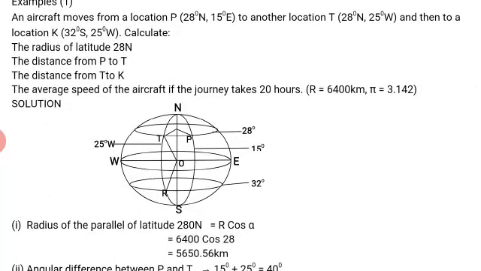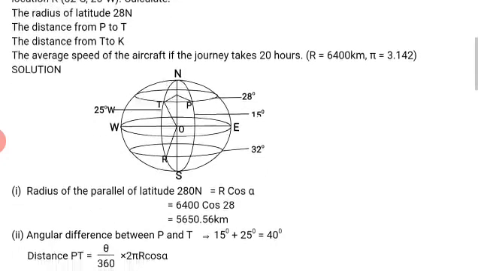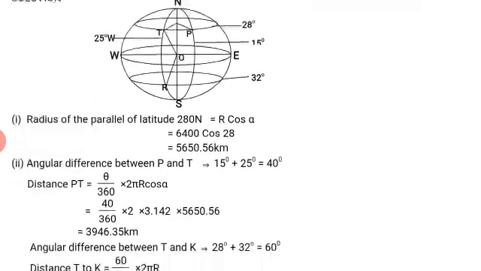Now, the first question says we find the radius of the latitude 28 degree north. Remember, this latitude is a small circle, and hence we are going to use the relationship between the small circle and the great circle, which is given as r equals R cos alpha, which gives us 6,400 times cos 28 degree, and that gives 5,650.56 kilometer. Note, this radius is less than the radius of the earth because it must be smaller than the radius of the earth, being a small circle.